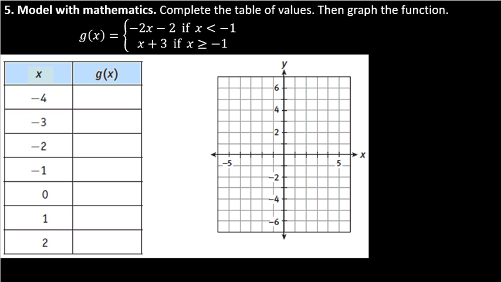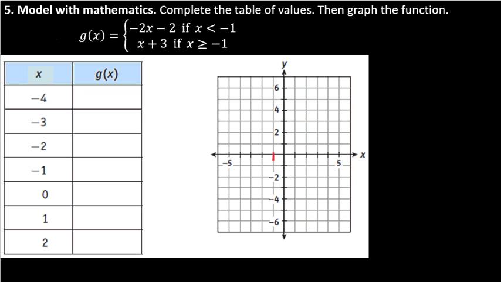It's pretty straightforward. So now we've got another example of a piecewise function, and we are going to go ahead and fill in the table and graph it out. So let's read what we've got. g of x, that's the name of our function, right? g of x is equal to negative 2x minus 2 if x is less than negative 1, or it's equal to x plus 3 if x is greater than or equal to negative 1. So our key point is x equals negative 1. That's where the rules change.